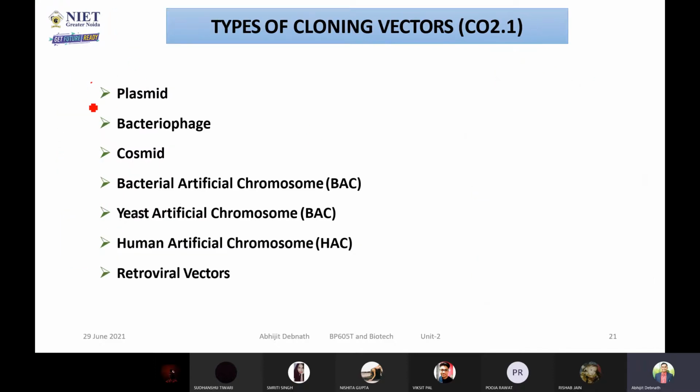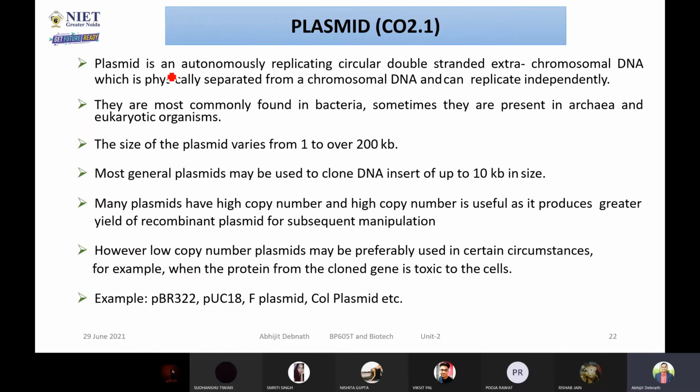The various types of cloning vector are plasmid, bacteriophage, cosmid, bacterial artificial chromosome, which in short we call a BAC, then yeast artificial chromosome, in short we call it a YAC, and human artificial chromosome, in short we call it a HAC. Then we have seen retroviral vectors, and after that, one by one, I tried to give you some of the majorly used vectors like plasmid.